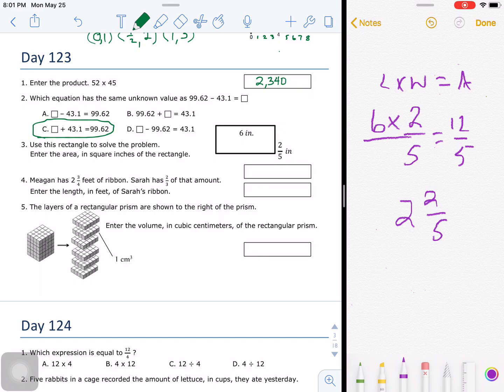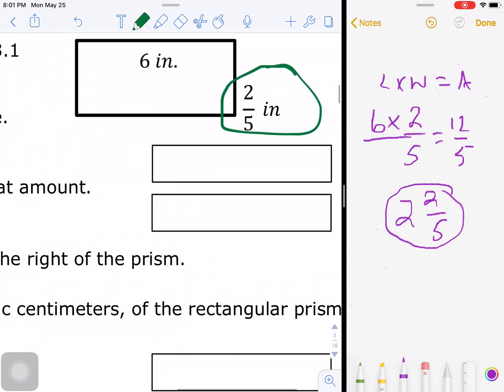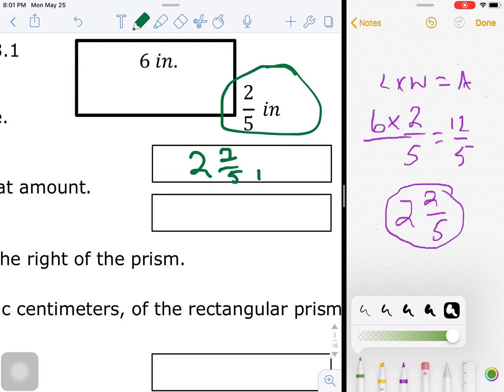And the question is, is my answer reasonable? Well, if I was estimating, I'd probably round 2/5 to 1/2. I know 2.5 is the middle of 5, so what is 1/2 of 6? That would be 3. So is that close to 2 2/5? Yes. So my estimation confirms my answer. And it is square inches. Okay.